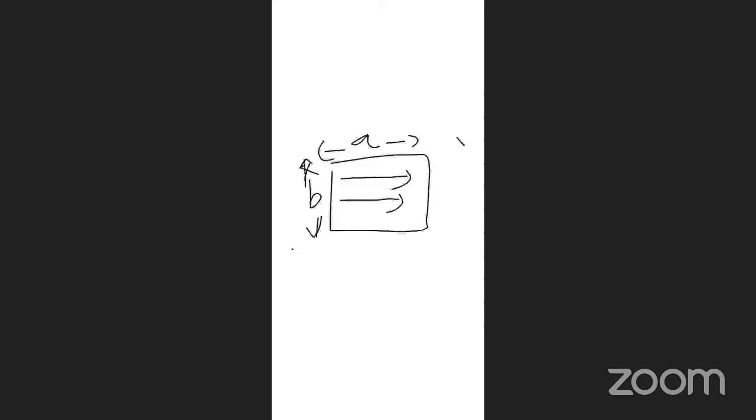Rectangular waveguide. In this rectangular waveguide, width is A and B, what is B? B is height. Now the field with respect to X, the variation across A is like this. The variation across B is like this.